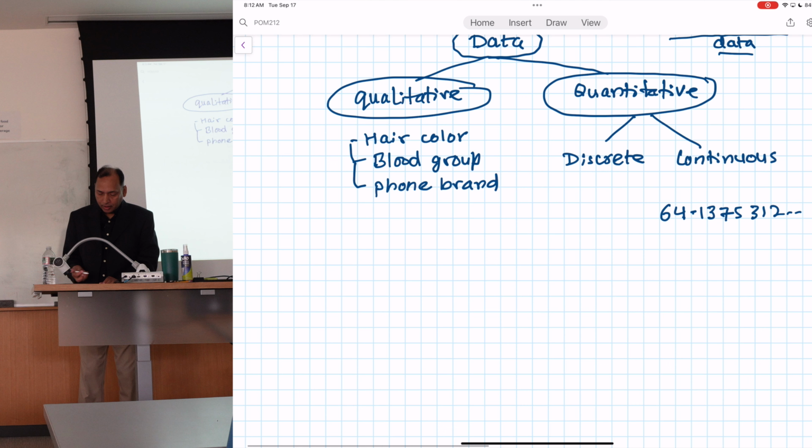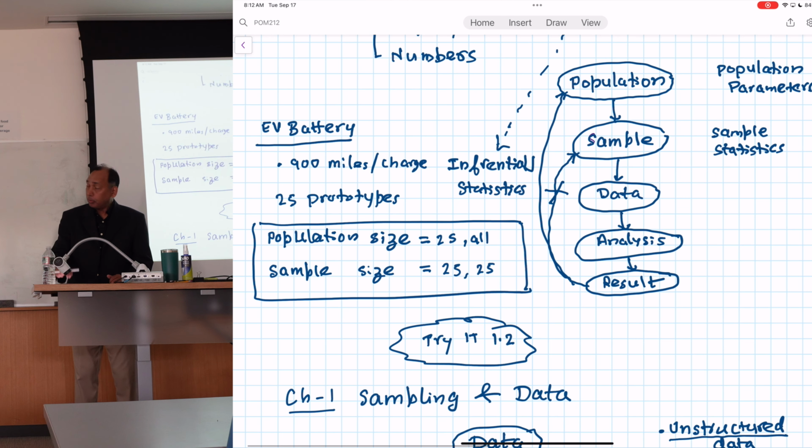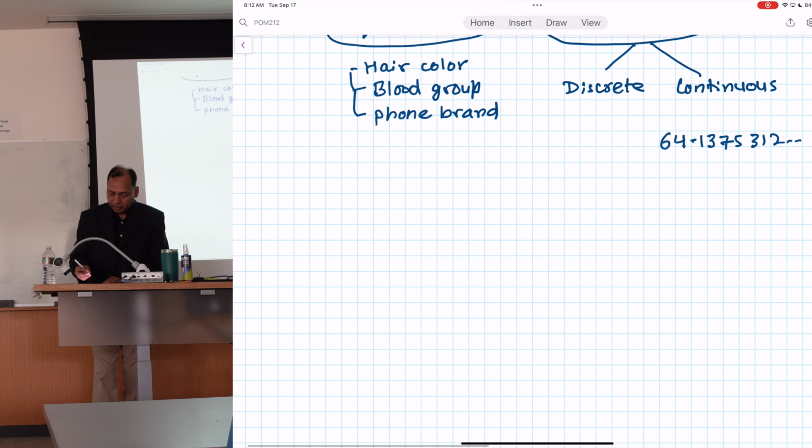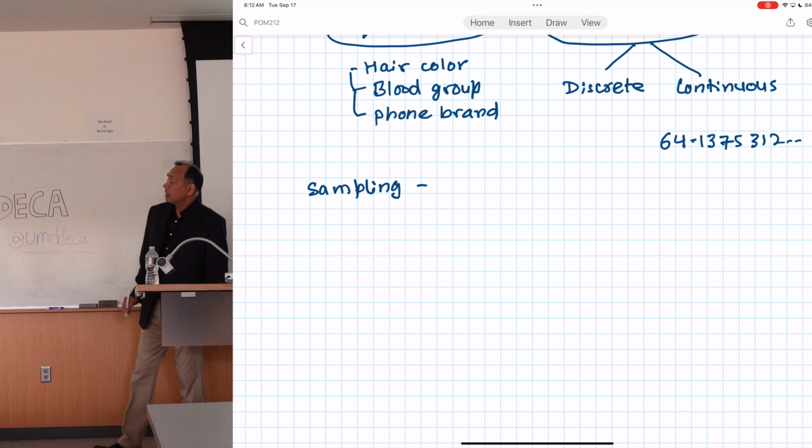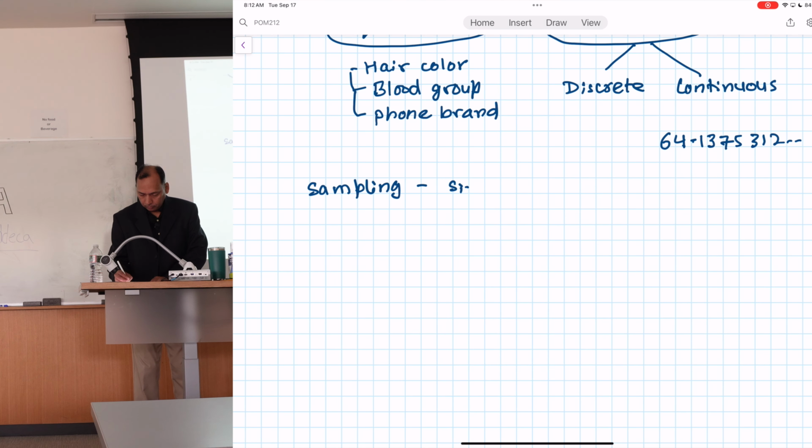Now for data collection, earlier we talked about how from the population we take a representative sample. There are different methods of sampling. The most common one is simple random sampling.